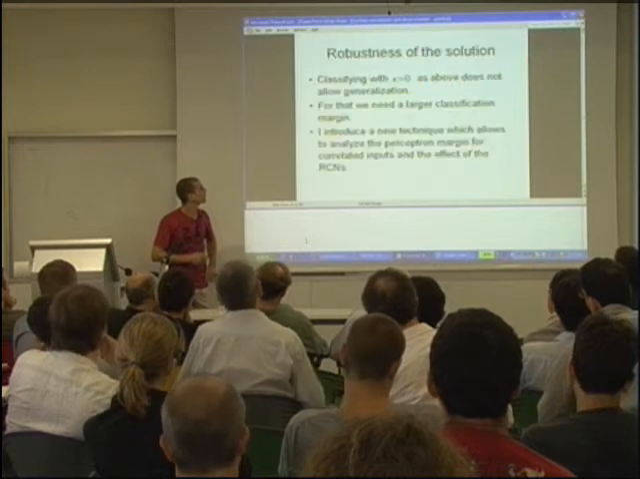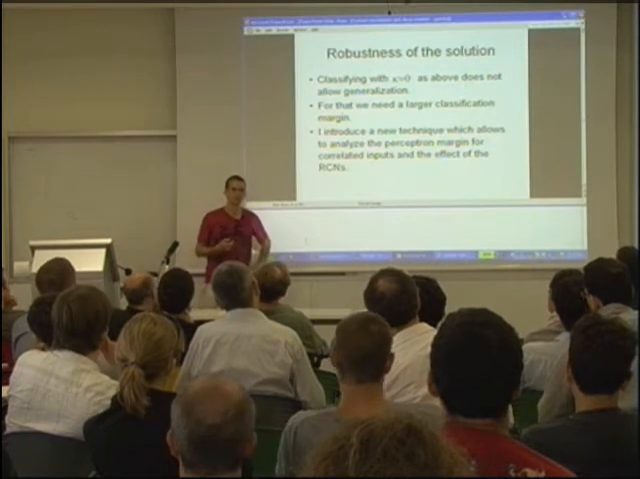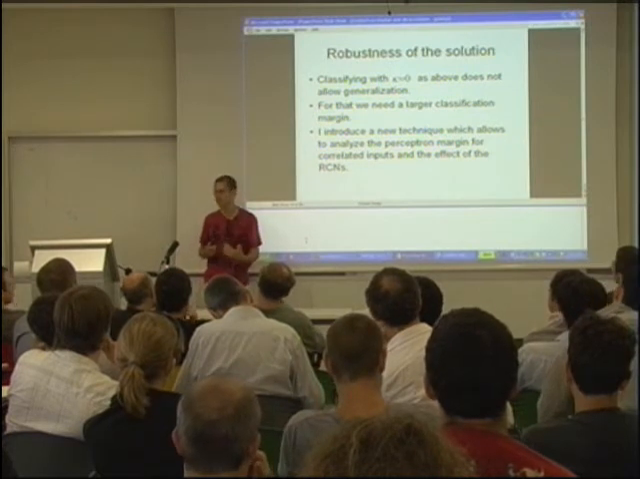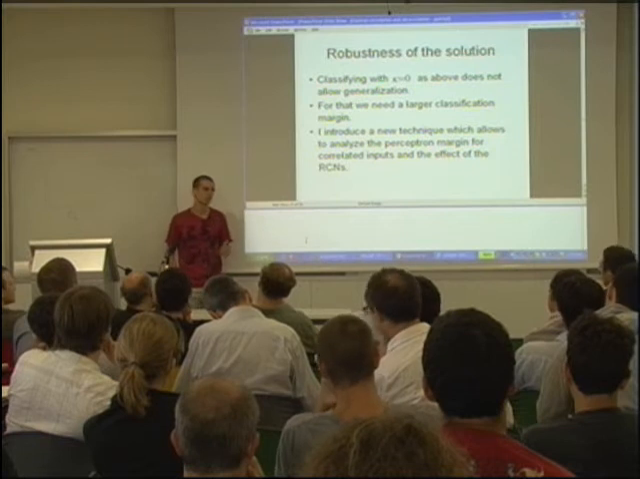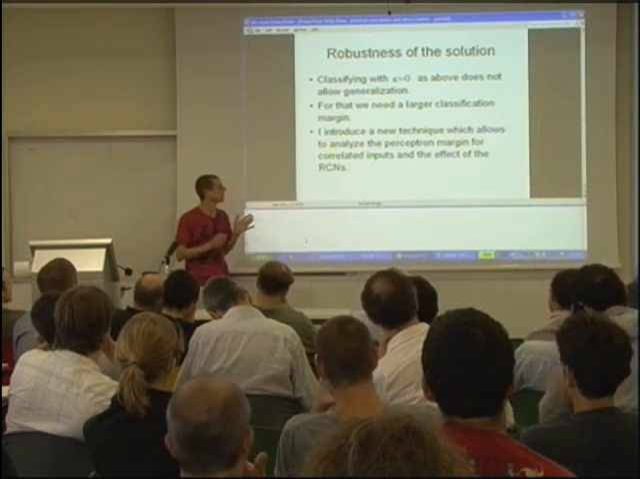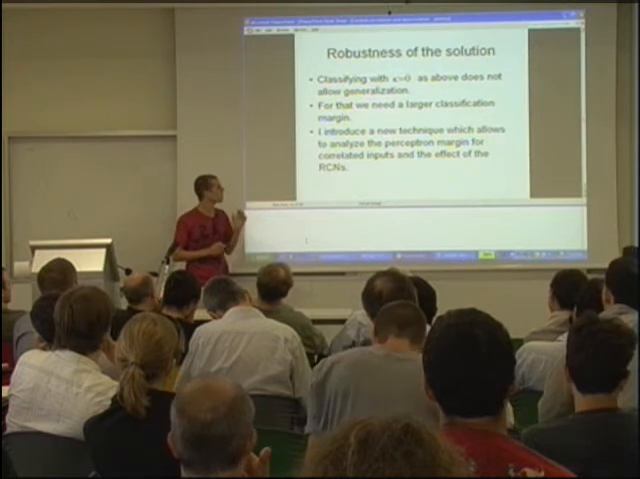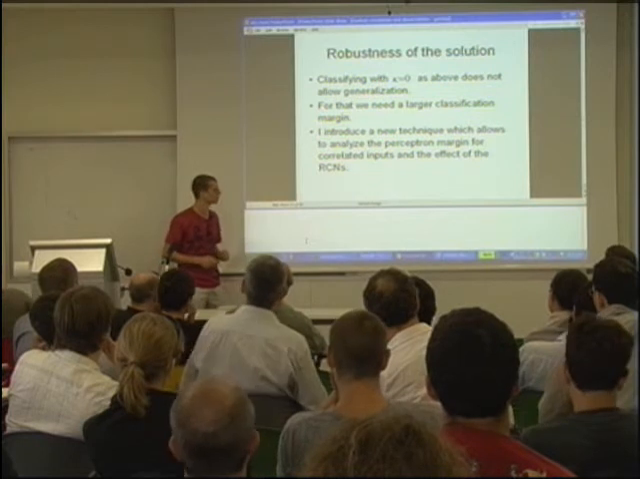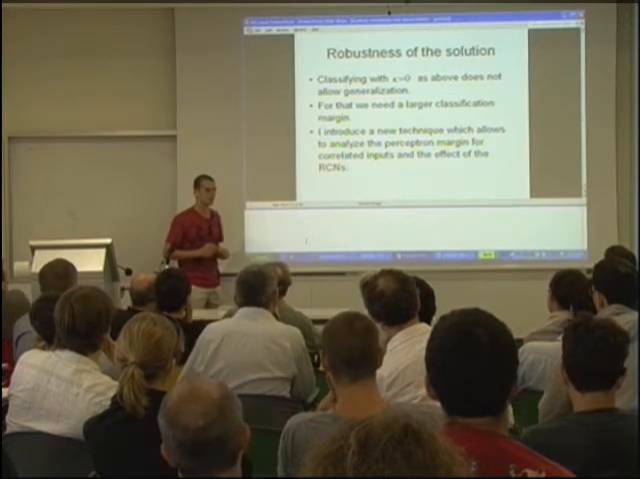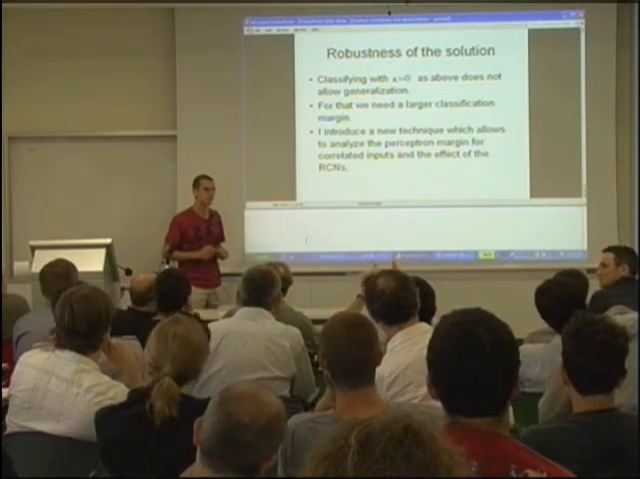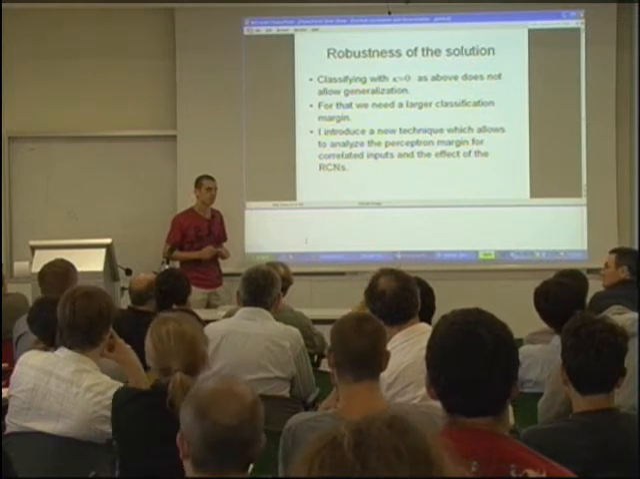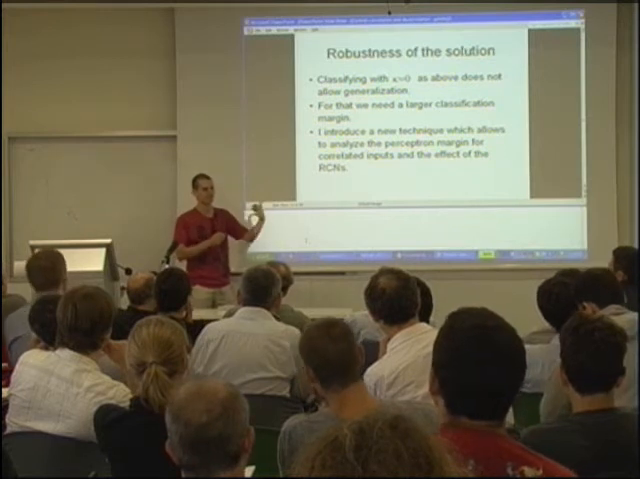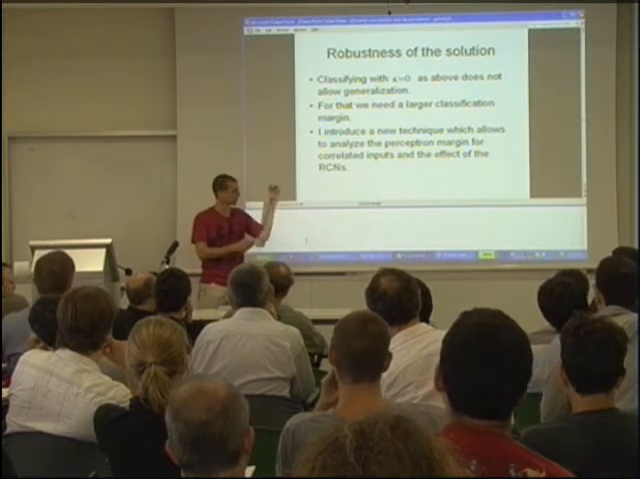Okay, but that doesn't give us any robustness. This is kappa equals zero. If we want some robustness of the solution, then we need to increase the learning margin. And so now I'm going to introduce a new technique to analyze the perceptron margin for correlated inputs and use that to see what the RCNs do and how it works. Correlated, you mean different examples? The correlation? When you say correlated... Correlated, this is what is known, let's say, as semantic. Correlation across columns due to the structure of the XY.